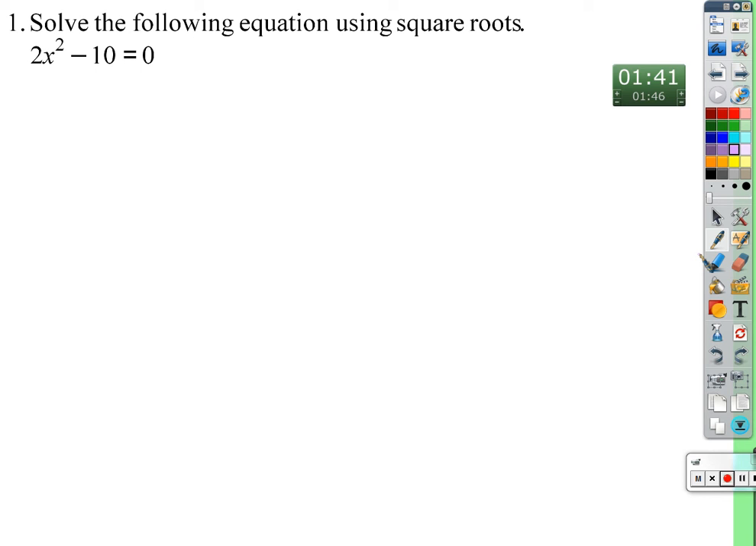So here's what I would call a simple one. It's just got an x squared, no parentheses here. So we want to get x squared by itself, and we take the square root, right? So we'll add 10. 2x squared equals 10. Divide by 2. Square root of both sides, cancel out the square. x equals what? Square root of 5. Exactly right, or you might have plus or minus the decimal, 2.24.